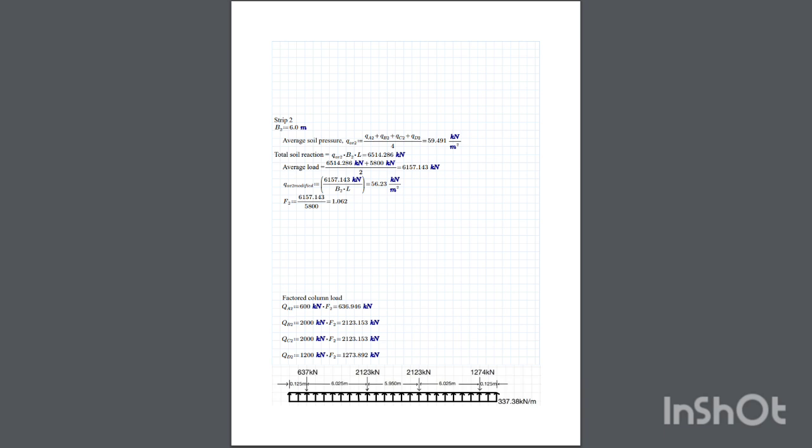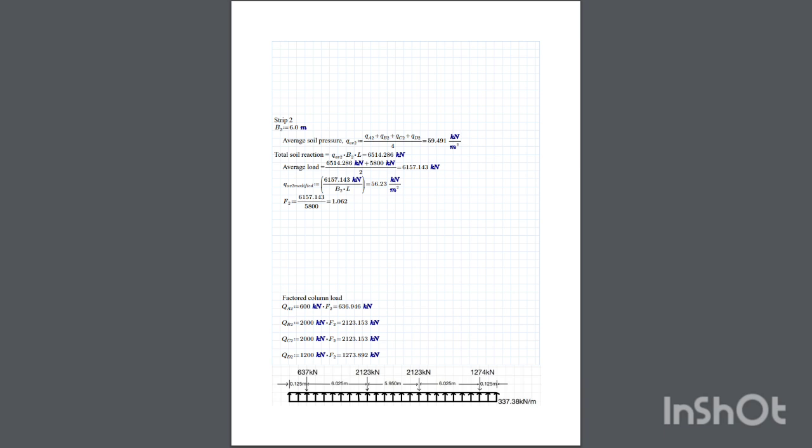Once we got the average load, we use the QAV modified. Then we got 56.223 kilonewton per meter square. And then we divide it by 5,800. We got F2 1.062. So the factored column load is given here.